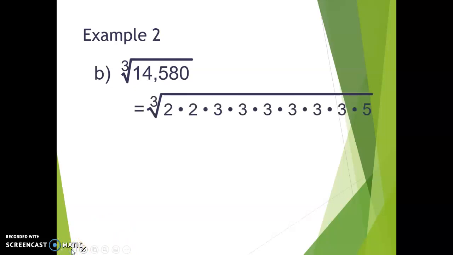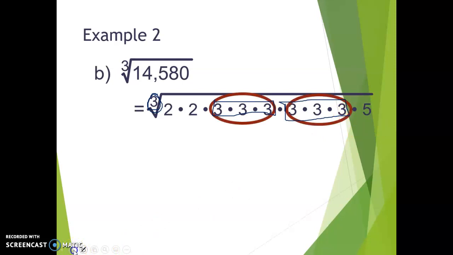Okay, when factoring 14,580, we get 2 times 2 times 3 times 3 times 3 times 3 times 3 times 3 times 5. We're going to list all those out individually, and because we're taking the cubed root, we're looking for groups of 3. Now, my 2s, there's only 2 of them. They don't form a group of 3, so I'm going to leave them alone. However, I have a group of 3 here, and I have a group of 3 here. I don't have any groups of 3 of my 5, so we're going to leave that alone.